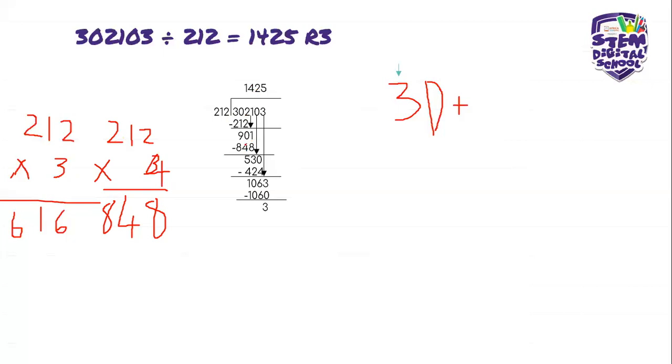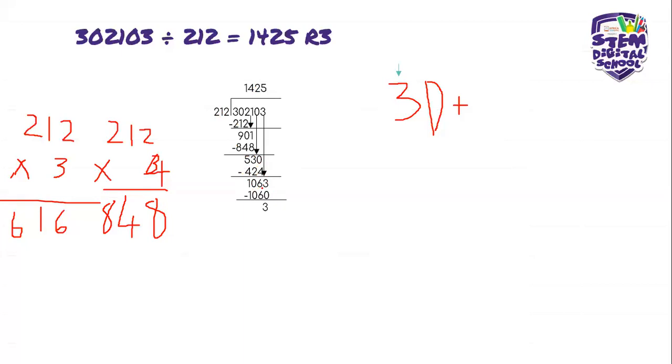4 times 212 is what? 848. 901 minus 848 is 53. I bring down the 0. What multiple do I think can I find that's going to help me subtract this one perfectly? I think times 1, then I think, no, 212 does go into 530 two times. 2 times 212 is 424. If I add 212 to this, I've gone over the 530, right? So I'm at the right place. So I said 530 minus 424 gives me 106. I bring down the 3.